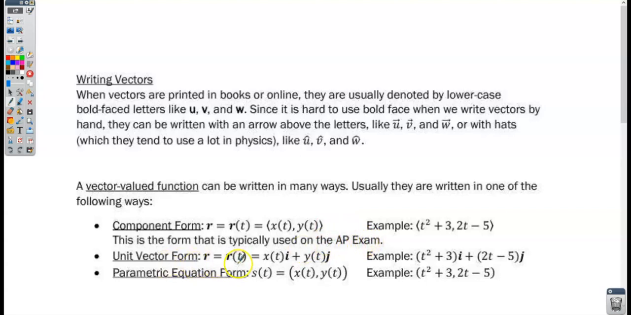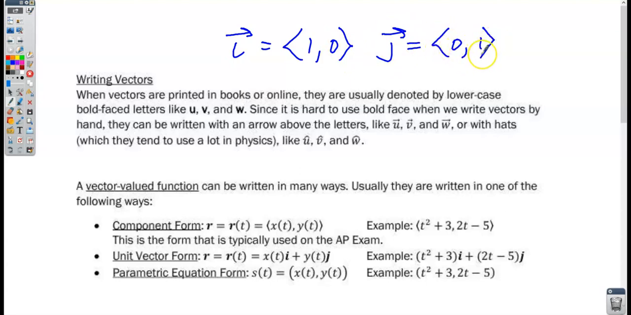Unit vector form, where we multiply them by the basic unit vectors. By the way, the vector i is equal to the vector with components 1, 0, and the vector j is the vector with components 0, 1. I know you see those in your physics classes sometimes, at least those of you who go to my school. So that's another way that we can write this same vector. These two expressions, the component form and the unit vector form, are identical in meaning.